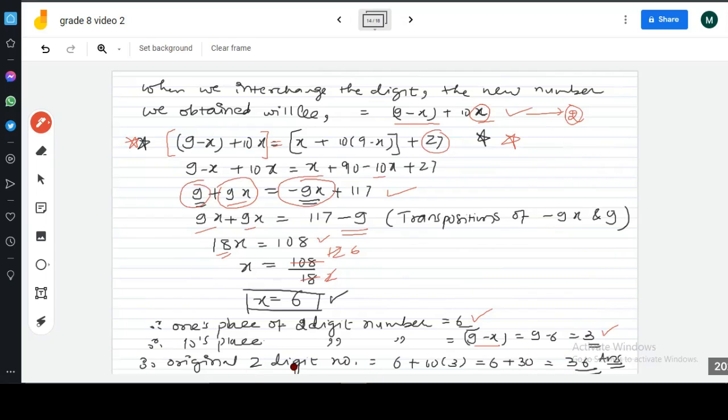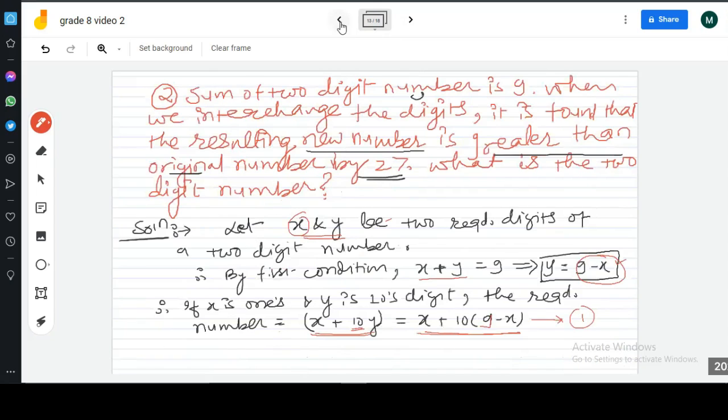We have the original 2-digit number as x plus 10 times y, that is x plus 10 times (9 minus x). So it is 6 plus 10 times 3, that is 30. 6 plus 30 will be 36. So that gives us the required 2-digit number of the given example. So we got a 2-digit number satisfying the given conditions in the given word example.